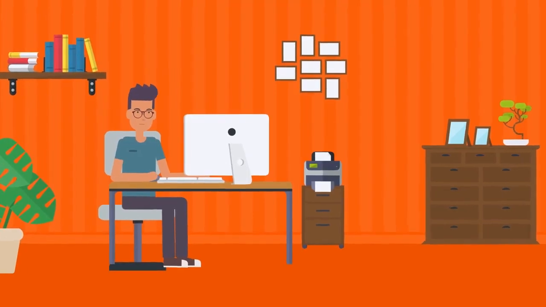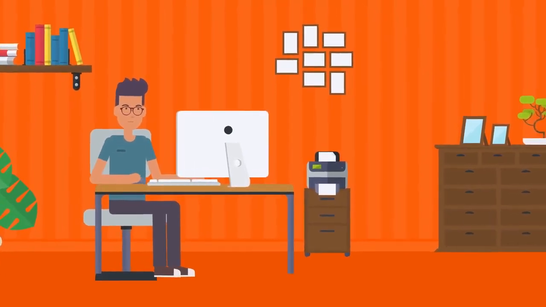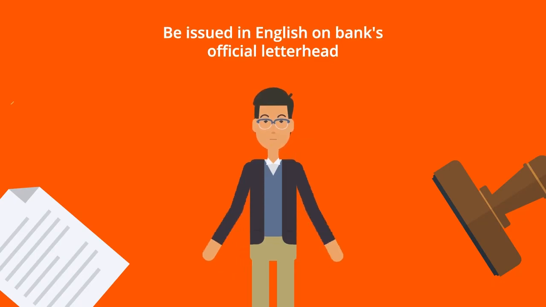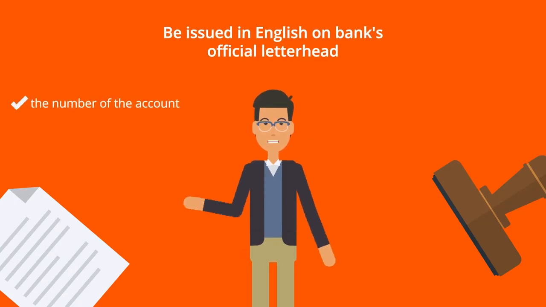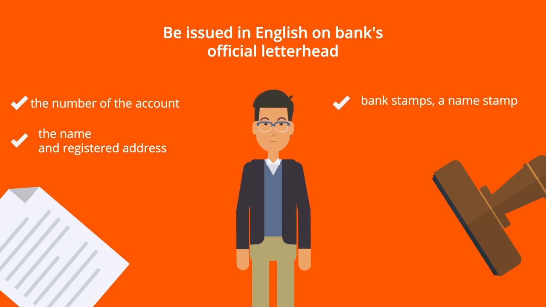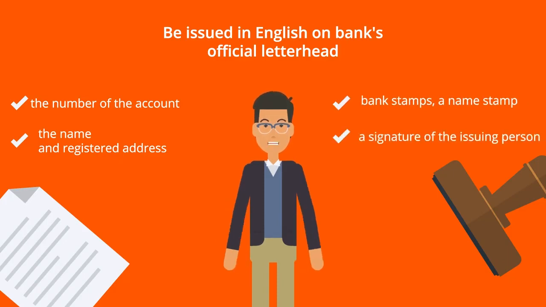Complete your bank account details and send us a statement from that bank account. The bank statement should be issued in English on bank's official letterhead. Include the number of the account as well as the name and registered address of the company that the account belongs to. Include bank stamps and a name stamp and a signature of the issuing person.